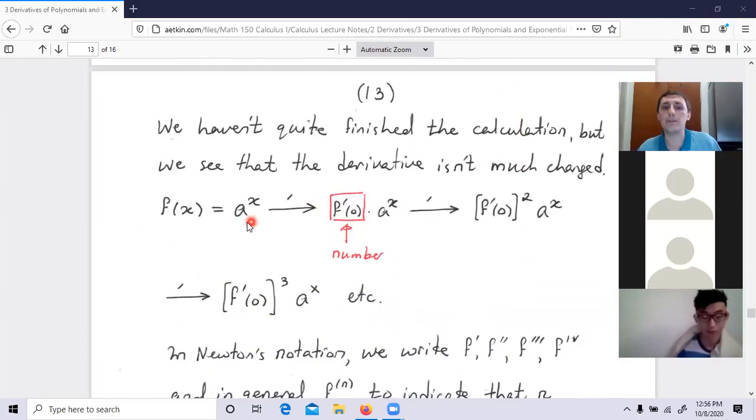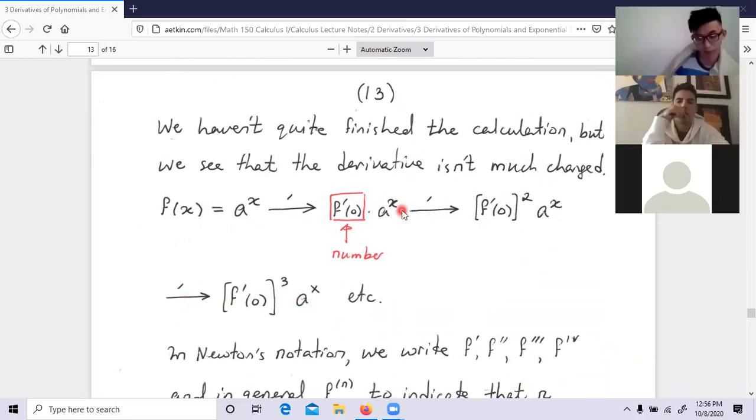And here is what happens if I take more than one derivative. Take the derivative once, it's just a number times the function. Take the derivative again, we know the derivative of a function times a constant, I can just skip the constant. So it will be the constant squared times the function. And take the derivative again, it's the constant cubed times a to the x. So what happens when I take more derivatives is I just take this number to higher powers. Are you with me?